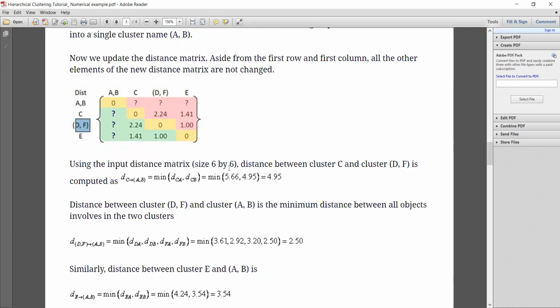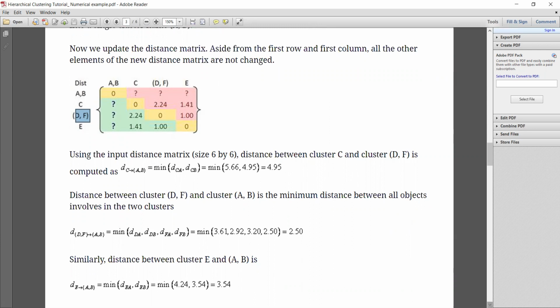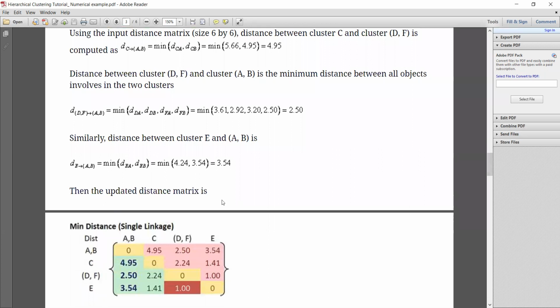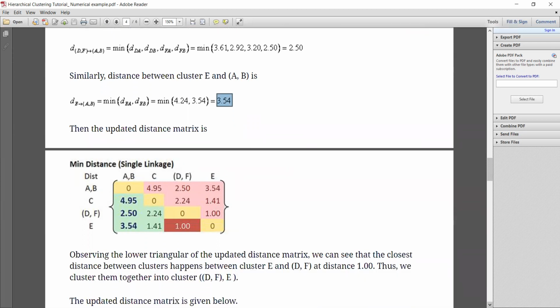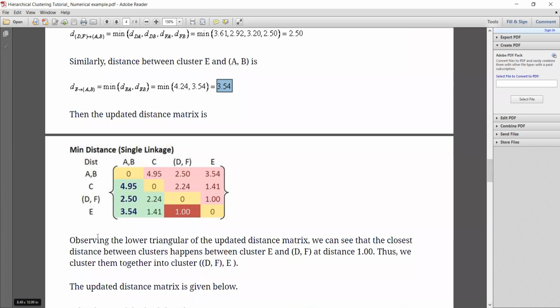Similarly, you can calculate the distance between E and AB, right? The distance between the cluster E and AB. So by applying the same process, we get the minimum of the distance EA and EB. So it's 3.54 here. So the distance is 3.54, which is the minimum distance of this pair, right? So here we have obtained all the distances. We have calculated all the distances between the clusters. So my resultant matrix with the single linkage method will be this.